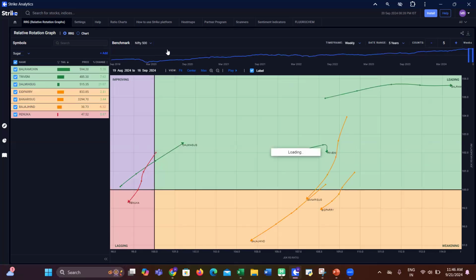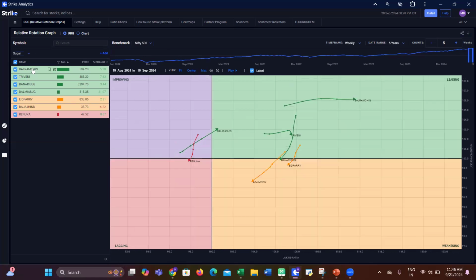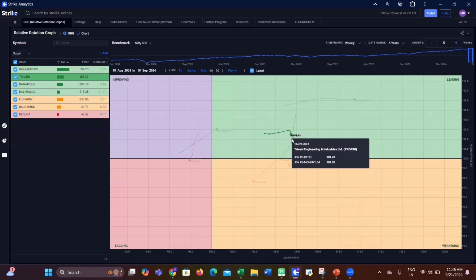Let me put the benchmark Nifty 500. Balrampur Chini Mill is having a good RS ratio for sure, and there is no further reduction in the RS momentum. I believe I have covered this last week as well. Triveni Engineering is showing some slight reduction in terms of RS momentum and RS ratio, but still it is in leading. Let's see if there is any further reduction in the RS momentum.